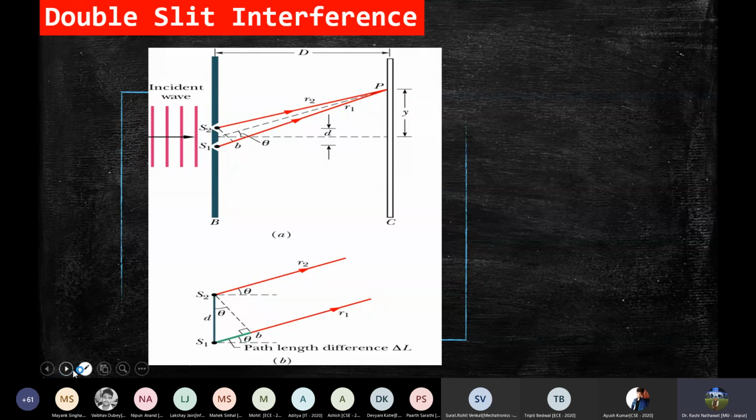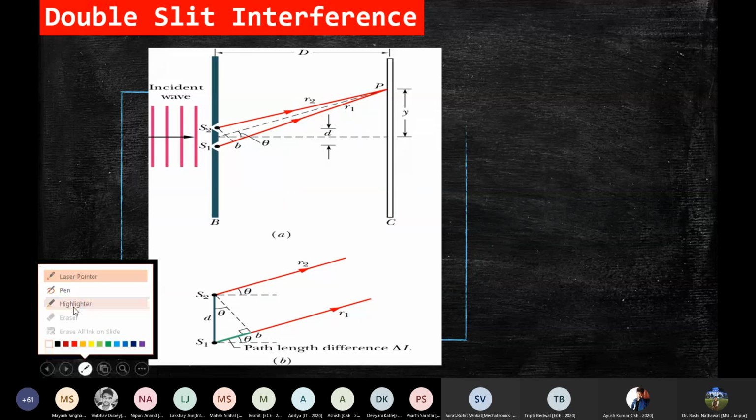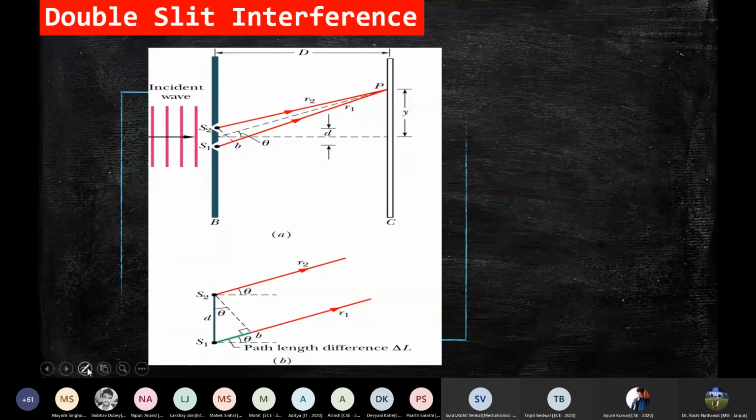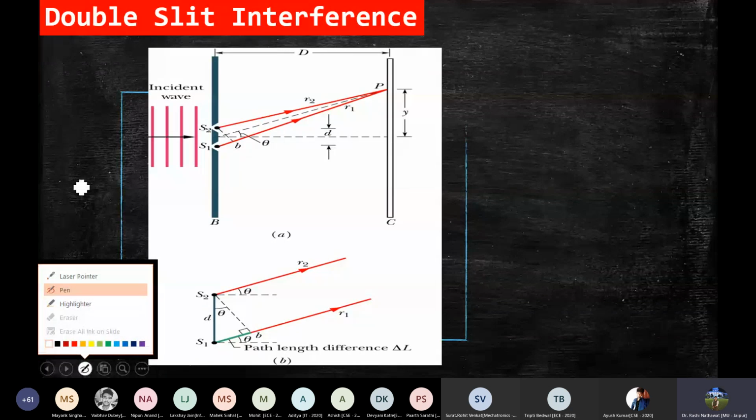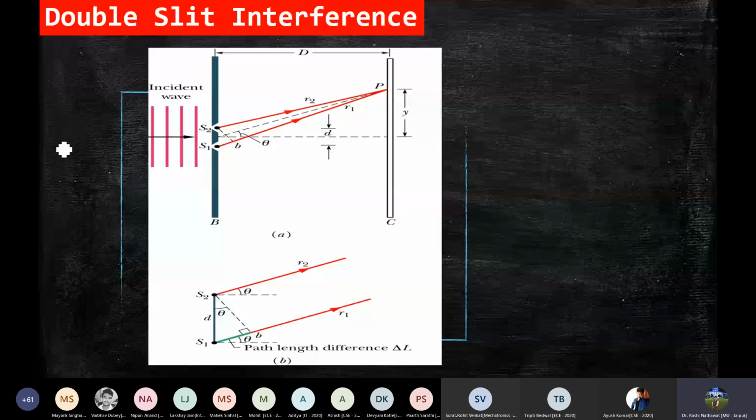So should I write here? For your reference, I can say this small d is very, very less than capital D. This is capital D, okay?